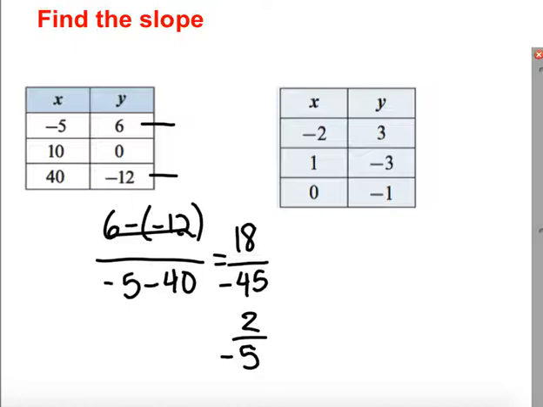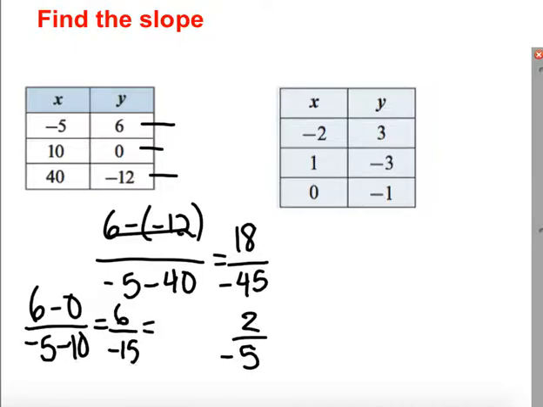And so just to prove that this is a line, we could also choose a couple more points, making sure that all of the slopes are the same. And we would do this for any table, however many values it takes to prove that all of the slopes are the same. So let's try the 6 and the 0 now. So we do 6 minus 0 over negative 5 minus 10, and we get 6 over a negative 15. We can divide each of those by 3 to get 2 over a negative 5, and it works out.